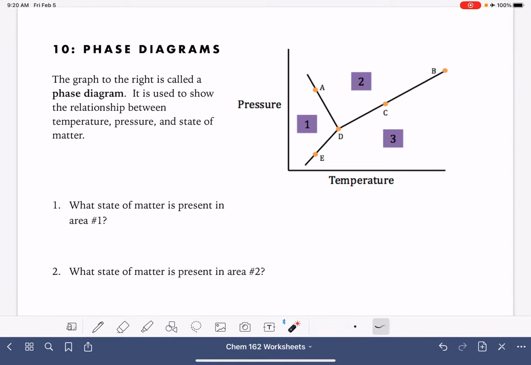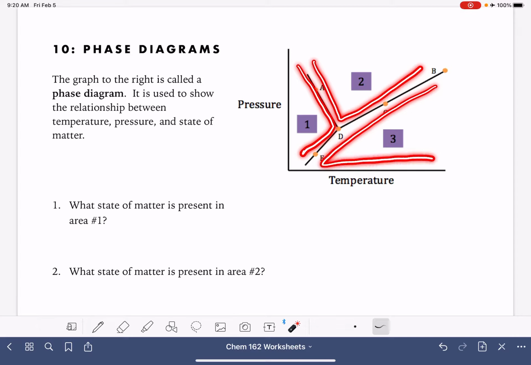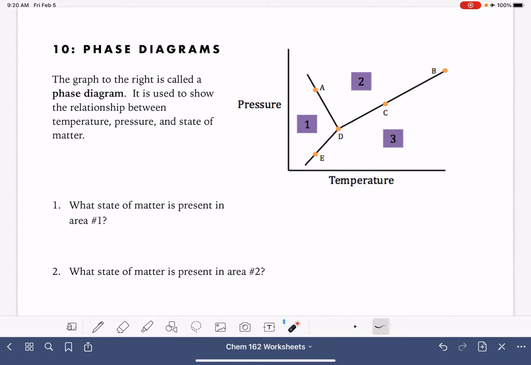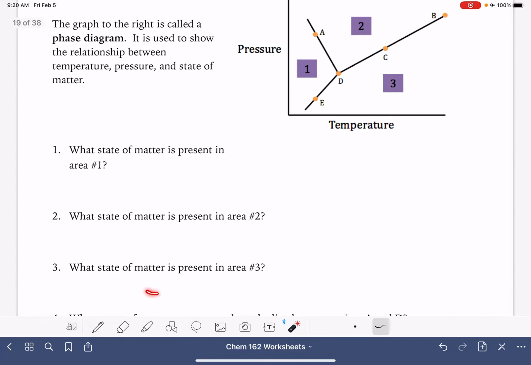A phase diagram is a graph of pressure versus temperature for a particular substance. There are 3 areas on the phase diagram, and each one of these areas on the diagram corresponds to one of the 3 states of matter, solid or liquid or gas. We're going to begin by identifying what state of matter exists in each one of the 3 areas on the phase diagram.